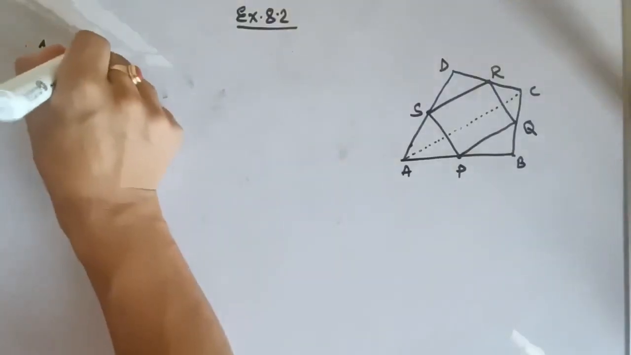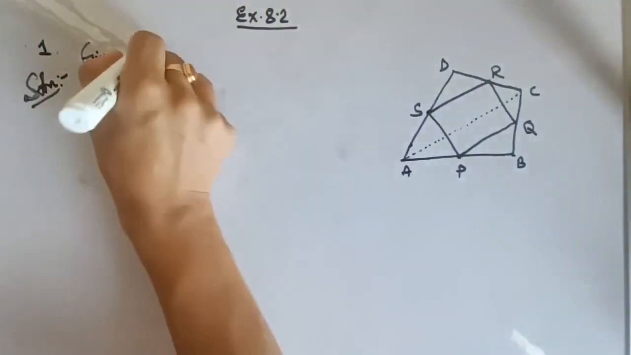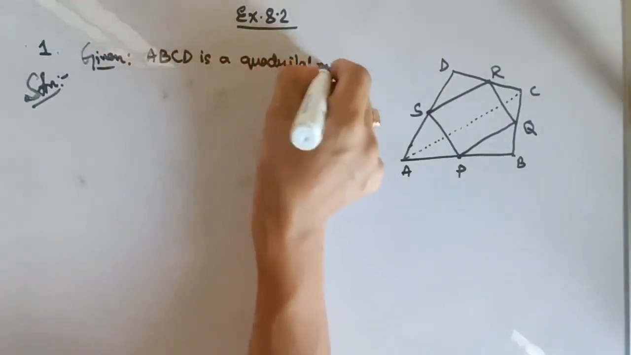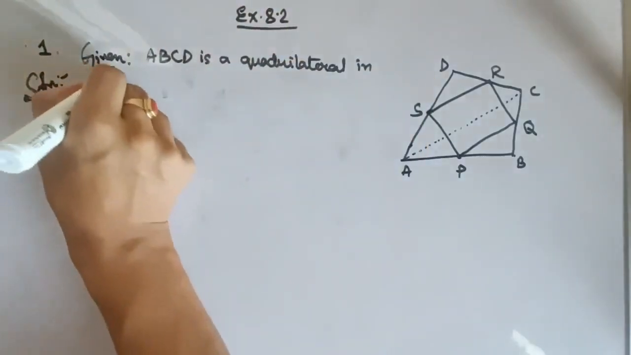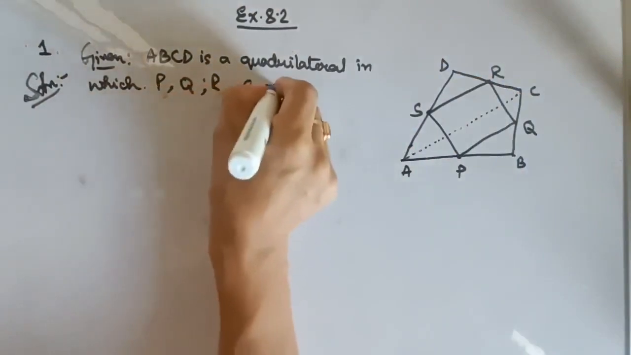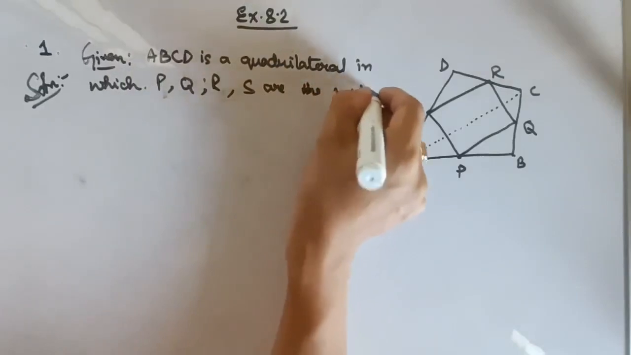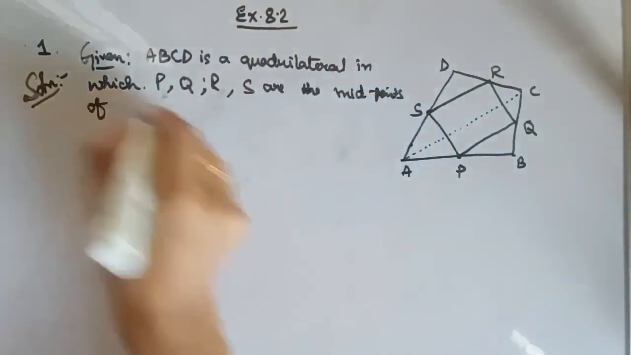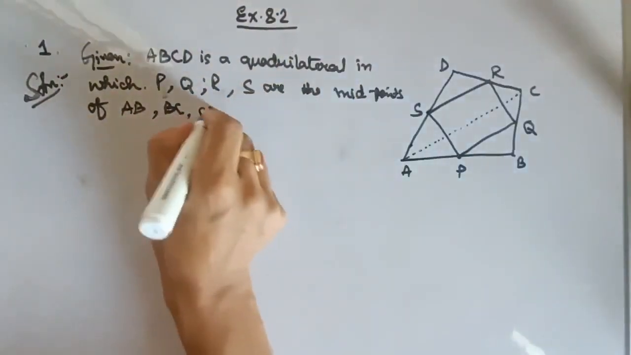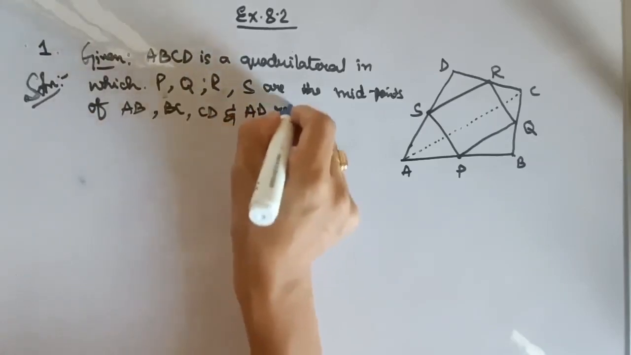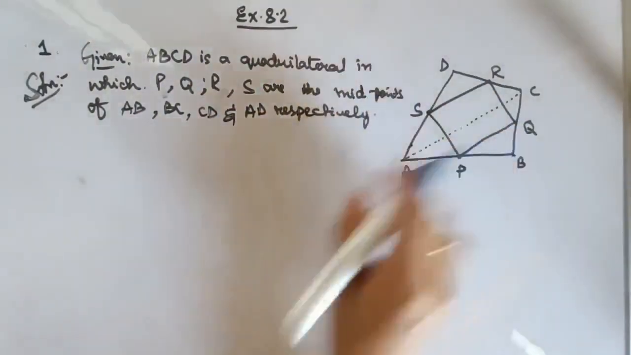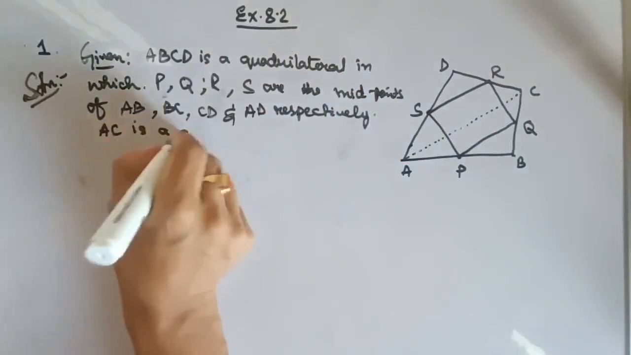Let us first write down the given information. It is given that ABCD is a quadrilateral in which P, Q, R, S are the midpoints of sides AB, BC, CD, and AD respectively. And then AC is the diagonal of the quadrilateral ABCD.